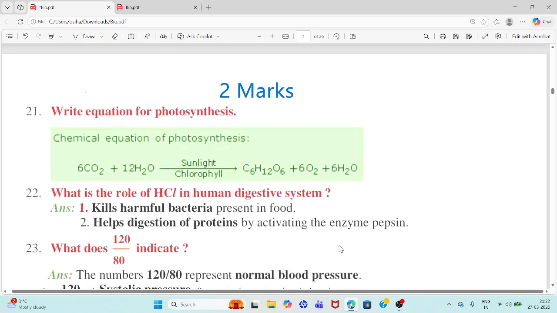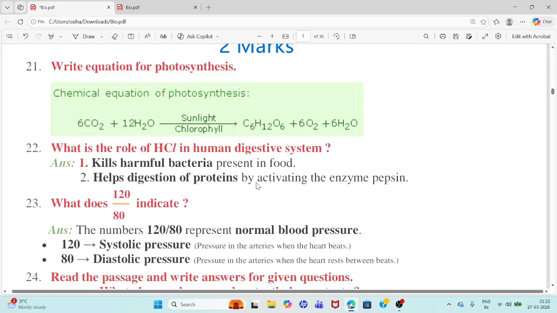So now, 2 mark questions. 21. Write the equation for photosynthesis. We have learned this before, so learn this formula, meaning the equation. Second, 22. What is the role of hydrochloric acid in the human digestive system? It kills harmful bacteria present in food and helps digestion of proteins by activating the enzyme pepsin.